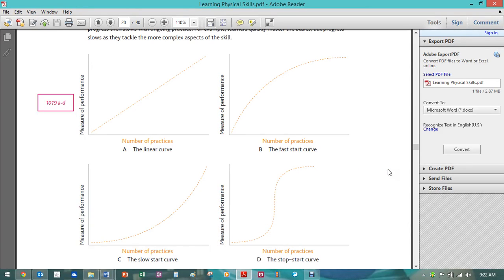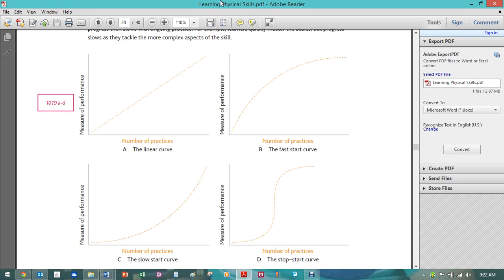Hi Year 11s, I'm just posting this video, as promised, to give you an explanation of the learning curves, which is an element of your assignment that you needed to complete. As I've just started marking some drafts, I have seen that it is an area that you do need an extra explanation in.